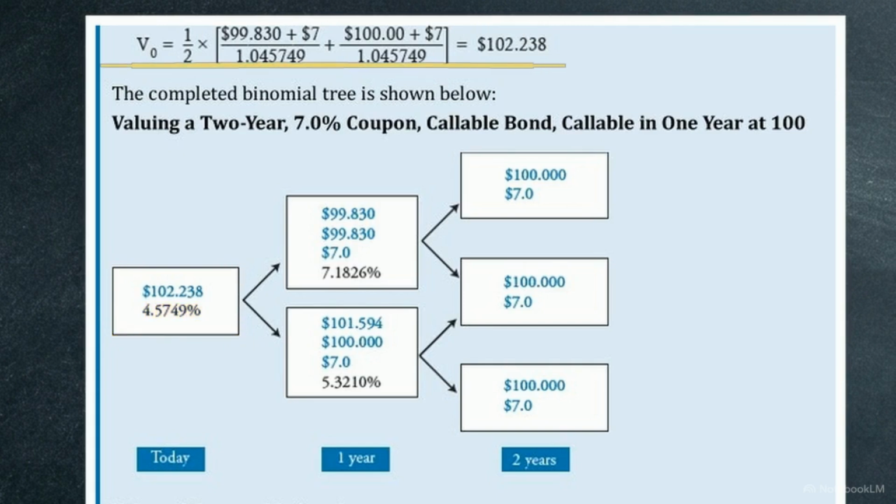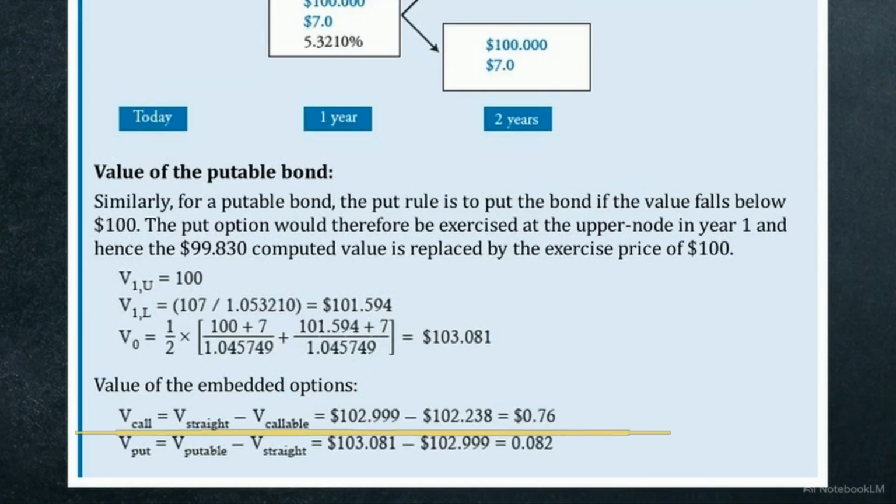By averaging the discounted values of the upper node and our newly capped lower node, we arrive at a final node 0 value of $102.238. The embedded call option mathematically dragged down the total present value of the bond compared to its option-free baseline.